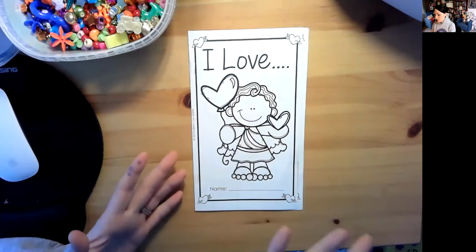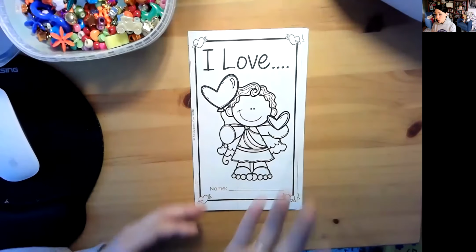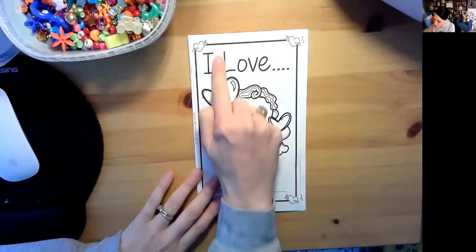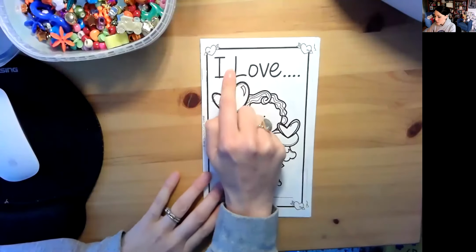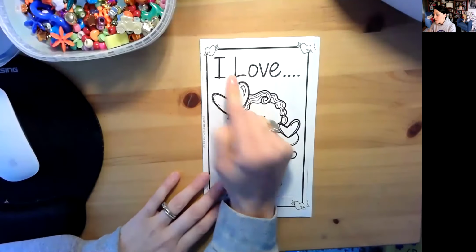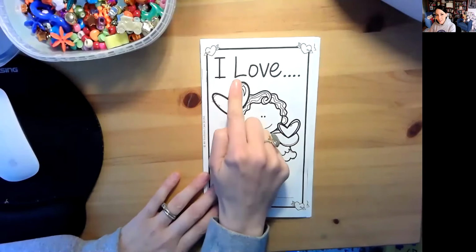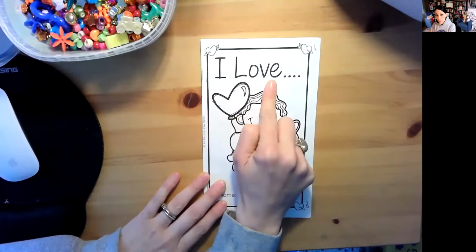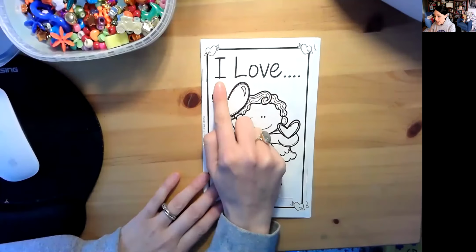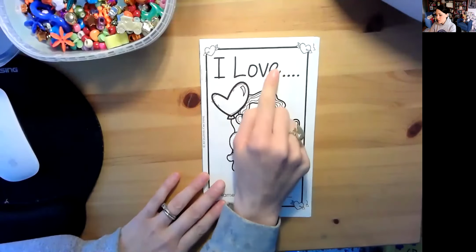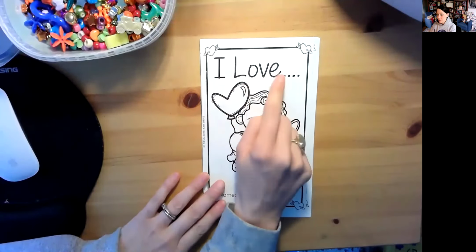So let's look at the title first. The title can be one word or many words, but this one is two words. I know that because of this blank space. If I was going to point to the blank space, it would be the space between the words. So here's one word, here's the second word. This one's a little smaller, and this one has more letters in it. The title is I love dot, dot, dot. So I think this book is going to be about things that whoever wrote this book loves, and maybe you love the same things.